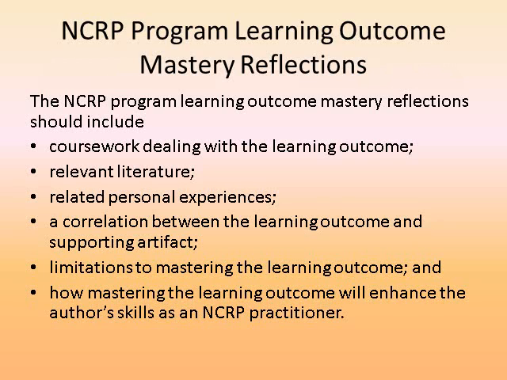Table 3. The NCRP Program Learning Outcome Mastery Reflection Rubric. The criteria for credit on the program learning outcomes are analyzing each program learning outcome. Reflection systematically breaks a learning outcome down to its simplest parts or variables. The student describes how learning outcomes were mastered through coursework, personal experiences, and professional application.